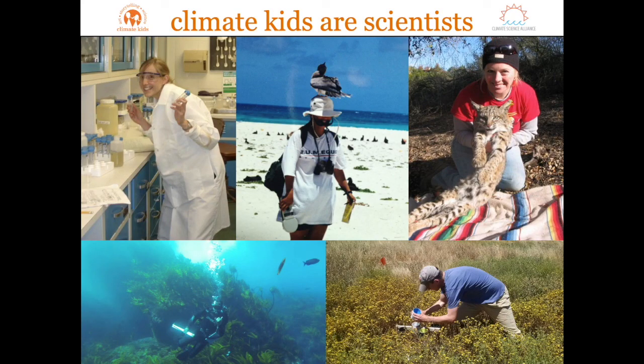Like CASE researchers, climate kids, that's you, are also scientists. Climate kids use science, art, and storytelling to help understand and protect the Earth. As a scientist, climate kids have 3 main jobs. The first, figuring out the problem of climate change. The second, finding innovative solutions. And the third, and most important, telling the story.